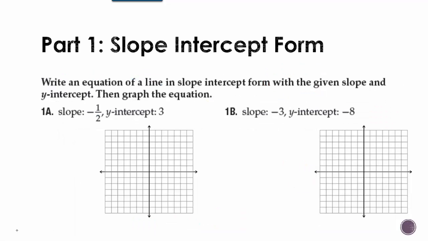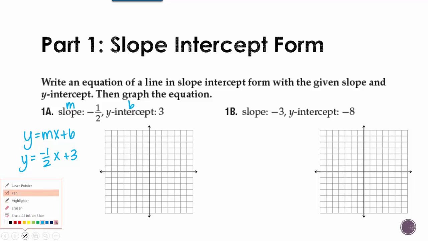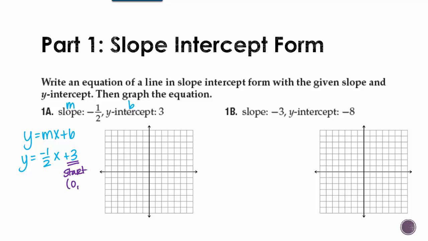So write an equation of the line in slope-intercept form with a given slope and y-intercept, and then graph it. So we have this equation. Remember, m is our slope, b is our y-intercept. So if we plug this in, we get y equals negative 1/2 x plus 3. Now most people have remembered how to graph this, but just in case you don't, this is always your start. Because remember, this is a point, (0, 3).